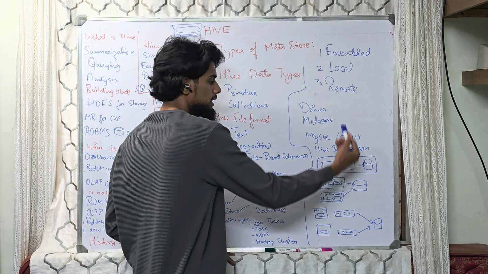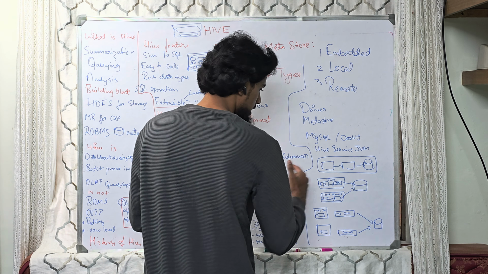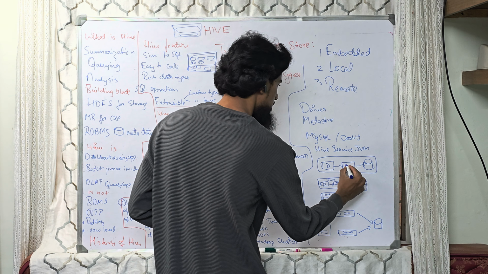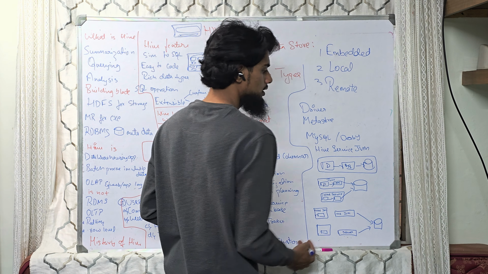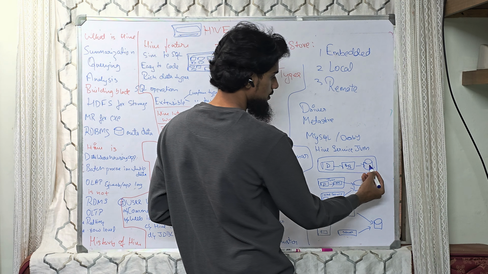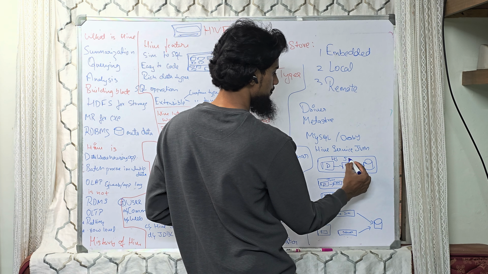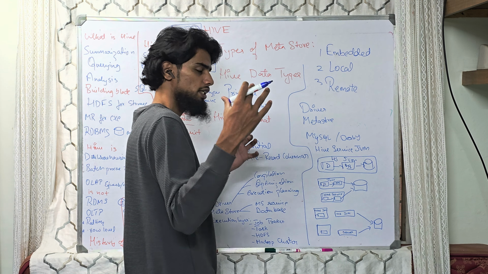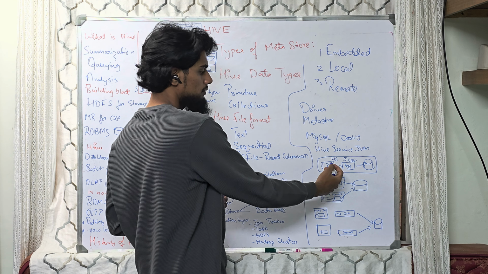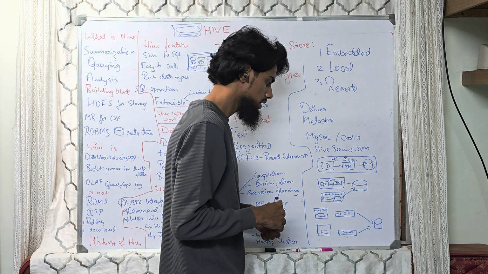So first, embedded. The diagram is like this. Here will be our driver. I'll just write D, and here will be our Metastore, and then directly to HDFS. This is called Derby, and this thing is nothing but Hive server JVM. So under the virtual machine itself, you have this driver, Metastore, and Derby.